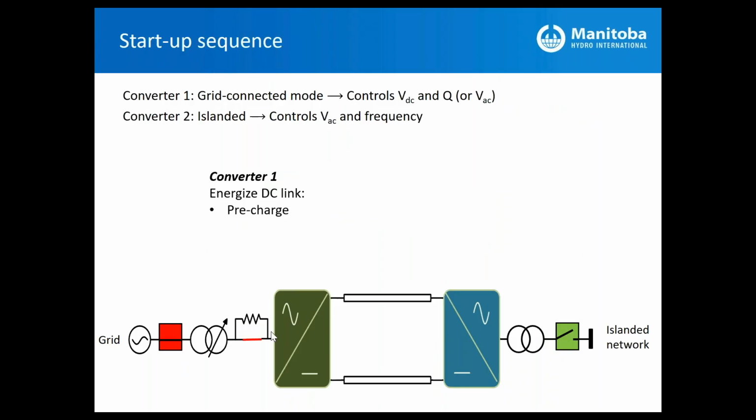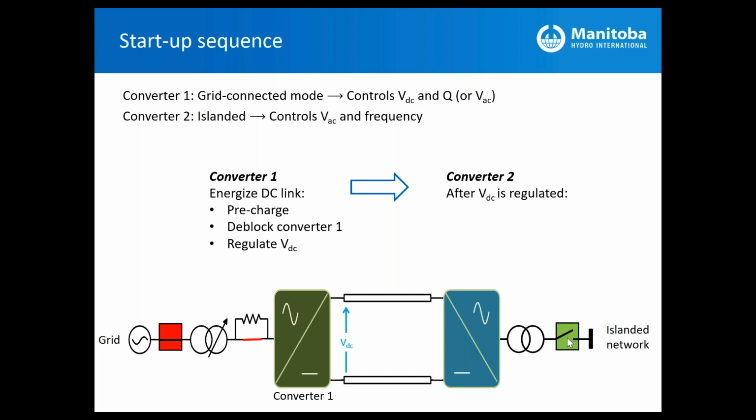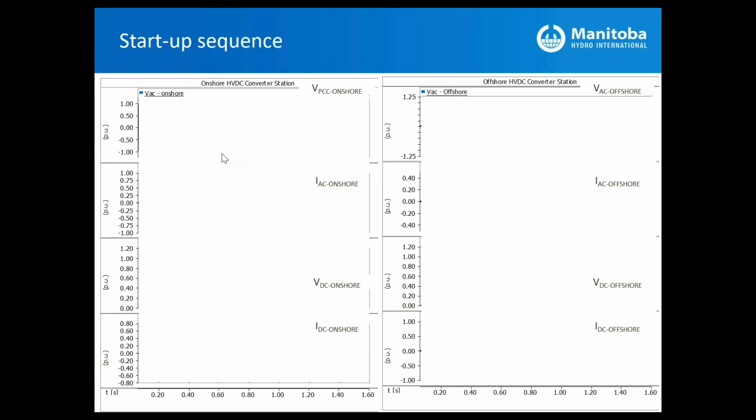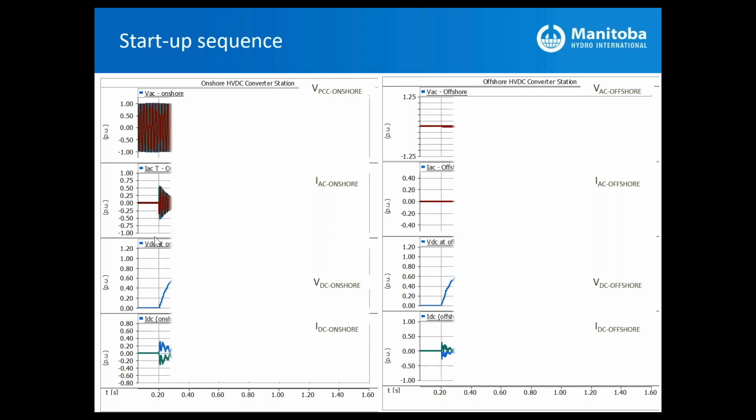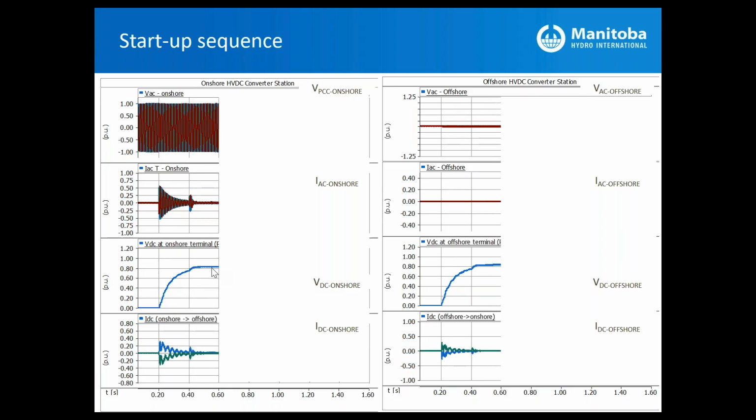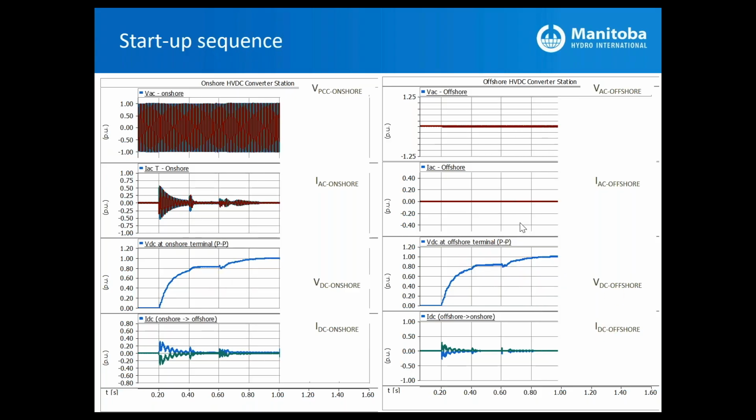pre-charge through a pre-insertion resistance, and then deblock the converter, regulate the DC voltage, and once the DC voltage is regulated, you can deblock the second converter and then close the breaker to energize the offshore network. And if you look at this sequence in terms of simulations, on the onshore converter, you see that we close the pre-insertion resistance, and then the converter is deblocked and regulates the DC voltage here, and the same quantities happen on the offshore side too. And then we deblock the offshore station.